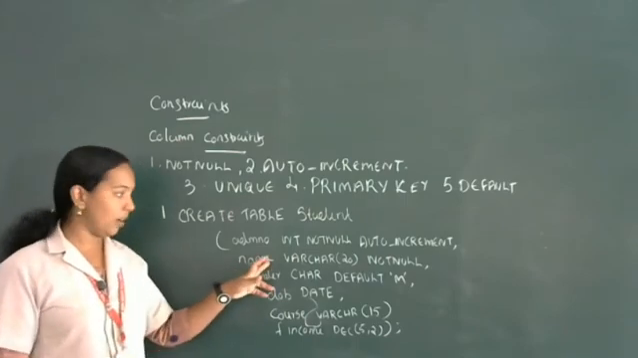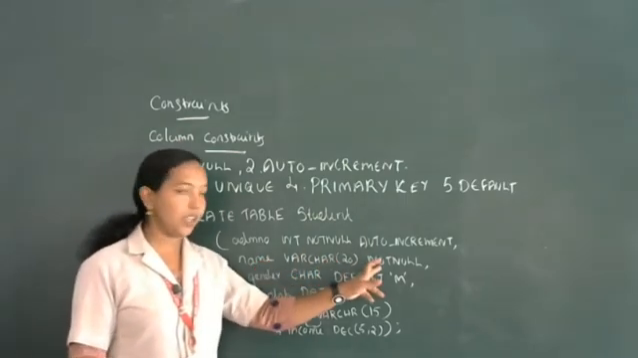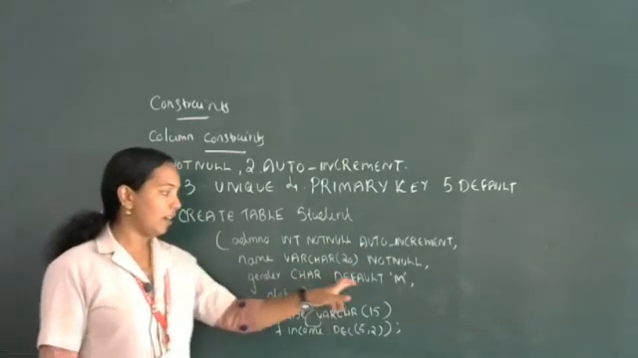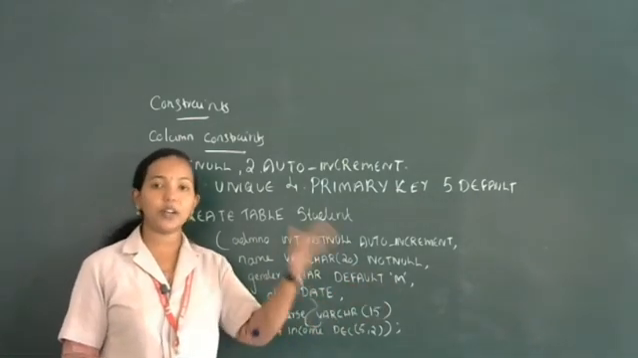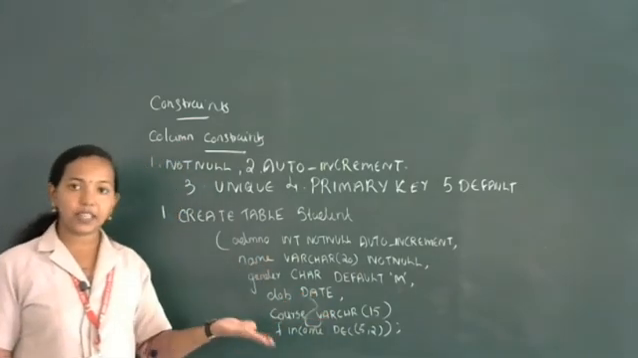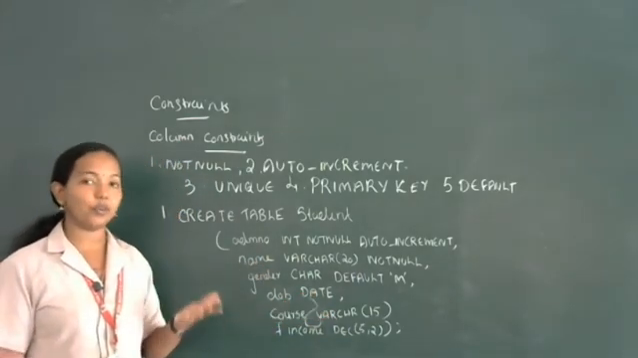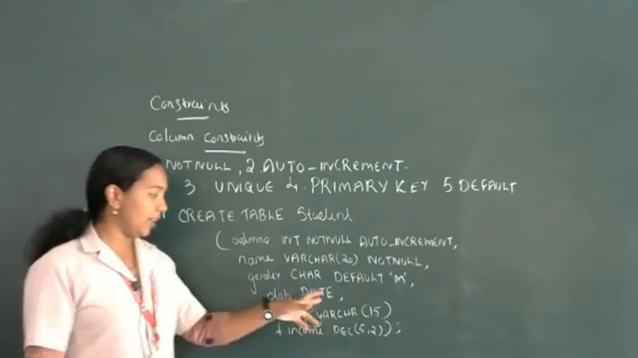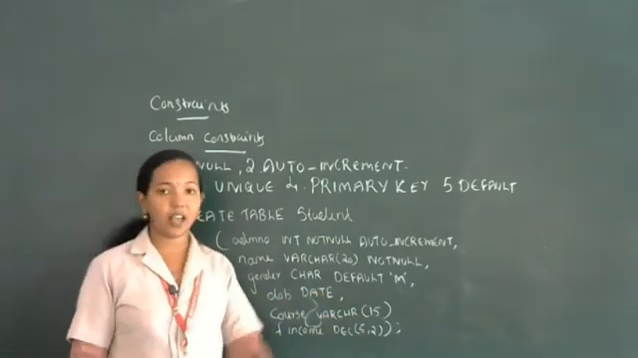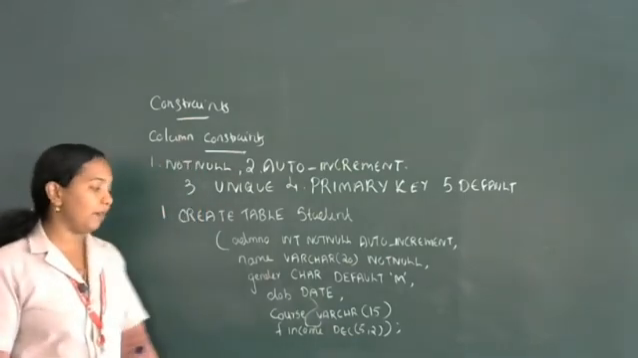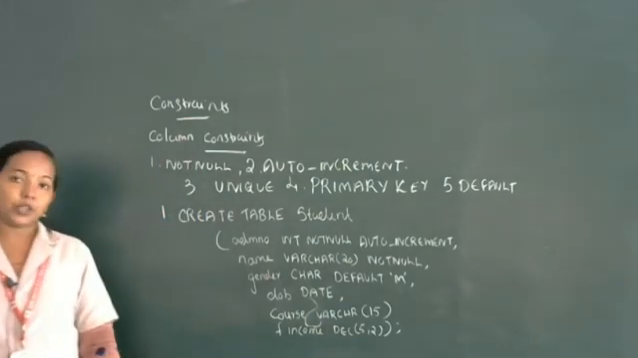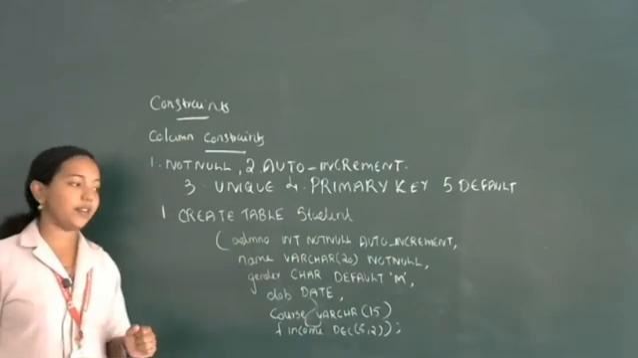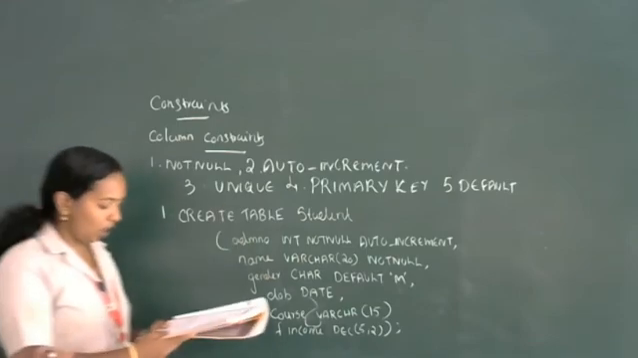What is the second column? Name, varchar of 20, not null. Name should not be empty. Gender, char, default value will be M. If you type F, then F will come. If you forgot to type anything, the default value will come. Then DOB date, course, varchar of 15, then F income, DEC 5,2. So all these are column constraints.